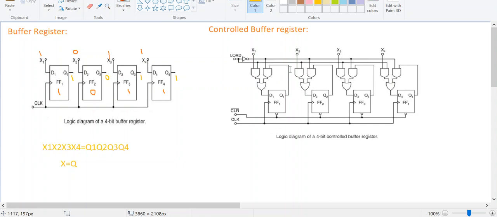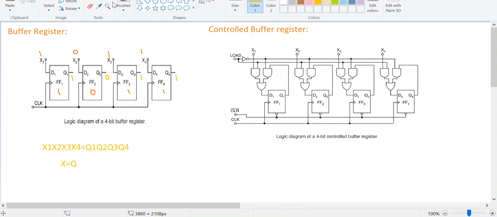The output is connected to one of the inputs of the NAND gate. The output Q2 is connected to one of the inputs of a NAND gate, the output Q3 is connected to a NAND gate, and output Q4 is connected to this particular NAND gate. Correspondingly, I am giving one of the inputs to the other NAND gate as x1, x2, x3, x4, and load is directly connected to one of the NAND gates, and load bar is connected to the other NAND gate. So let us have one example here.